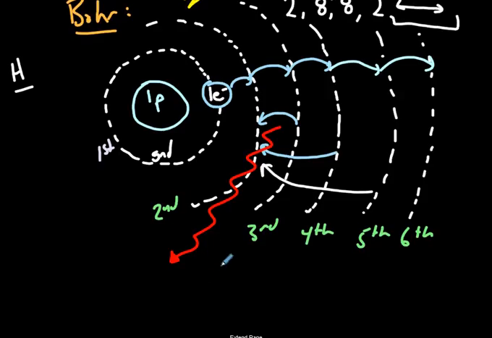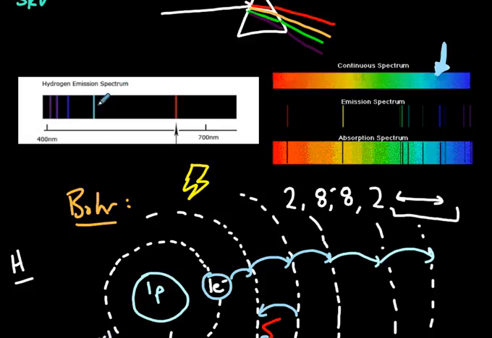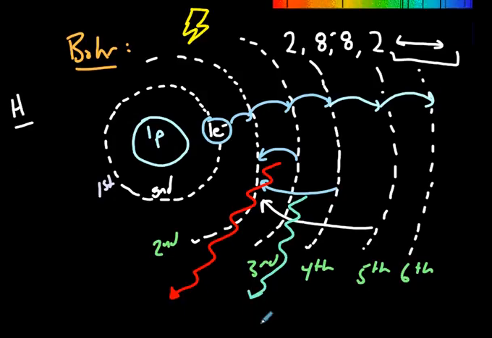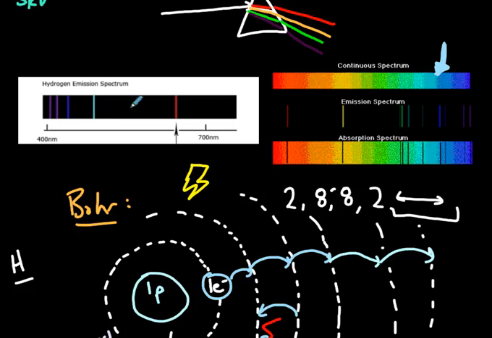So that explains this one right here. If it falls a little more energetically, we're going to get that blue color. So if it falls from the fourth down to the second, we'll get that blue color. And if it falls from the fifth down to the second, we get the most energetic light, and that's the purple color. So these lights that we see, these parts of the spectrum that we see here, correspond to the electron falling from higher levels down to the second.